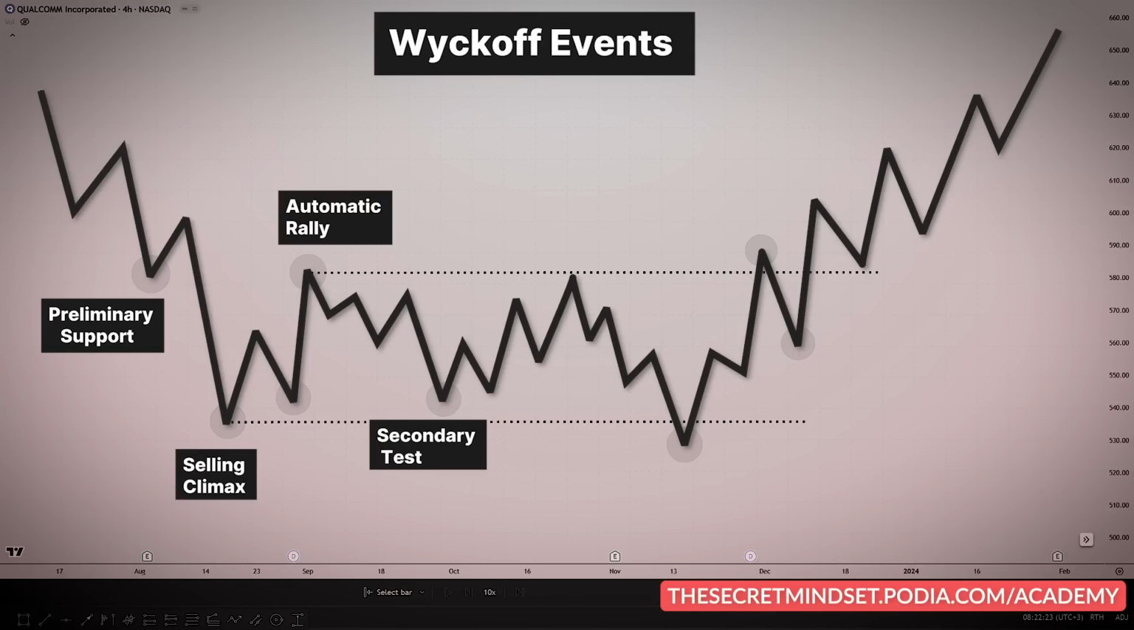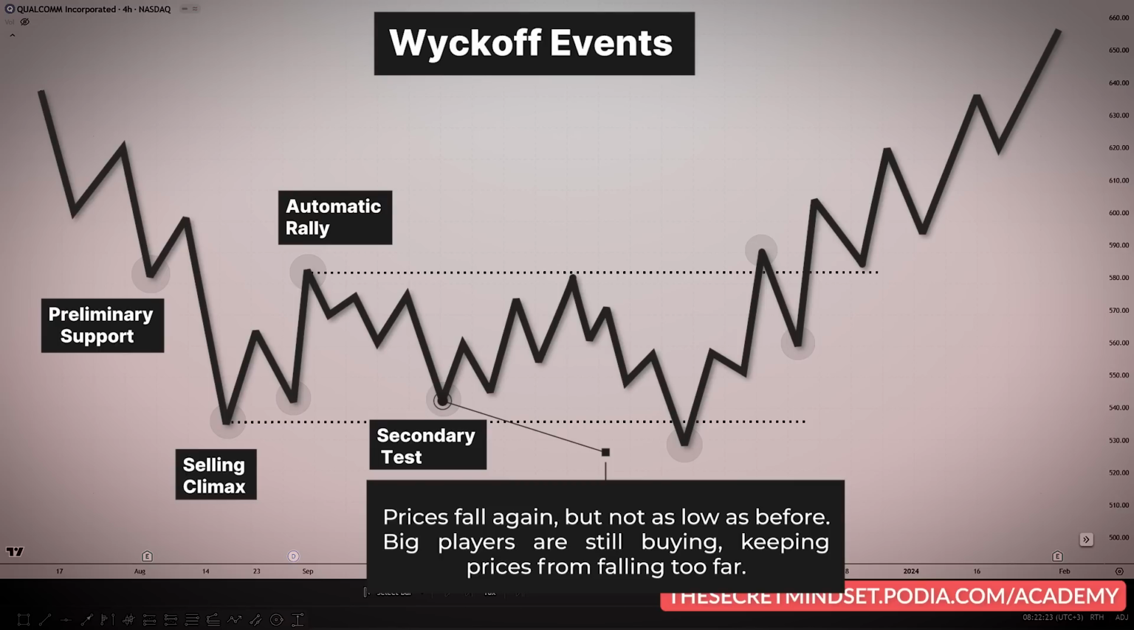Then we have the secondary test. Prices fall again, but not as low as before. This is important. It shows that the big drop might be over. Big players are still buying, keeping prices from falling too far.